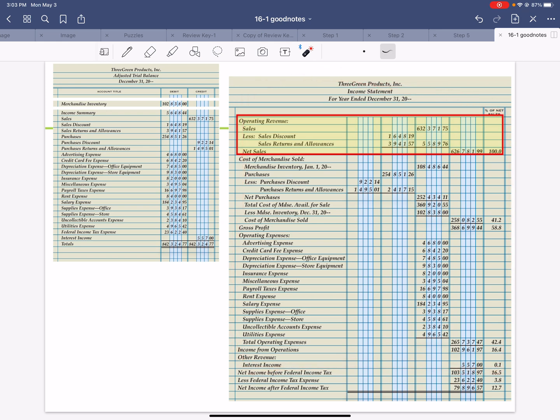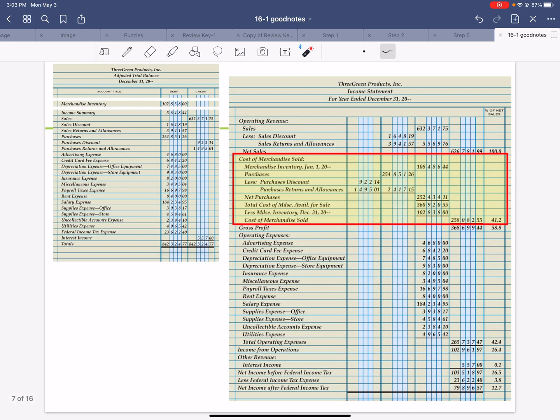You will get the information to fill out your income statement from your adjusted trial balance up here that we prepared last chapter. So the first section deals with our operating revenue. You can see it shaded in. We're going to include our sales and our contra sales.